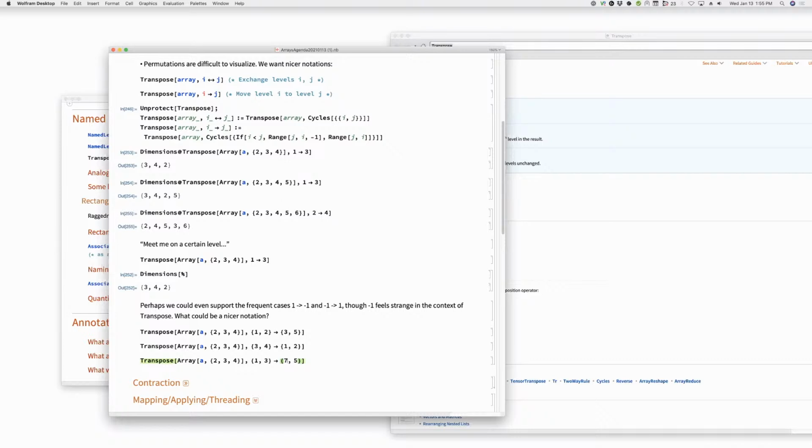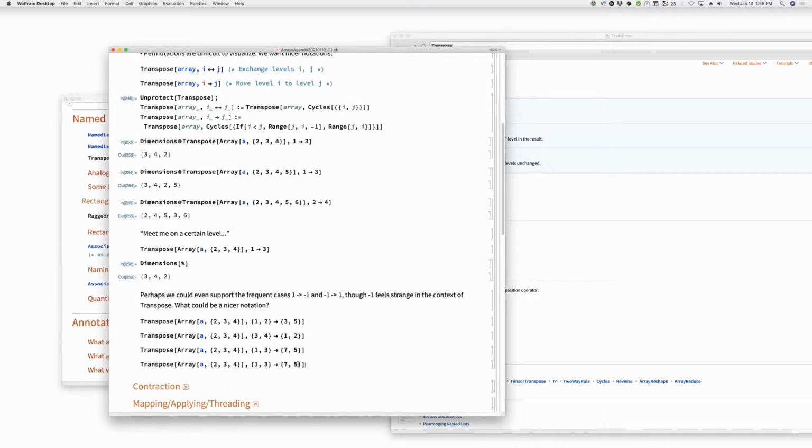other levels. Sandra is also commenting, what if the second thing is degenerate? That's totally weird. I mean, you can always fold in, if you really want to do multiple of these transposes, I guess you can always fold them in, or we can provide a syntax where you can have a list of these rules.